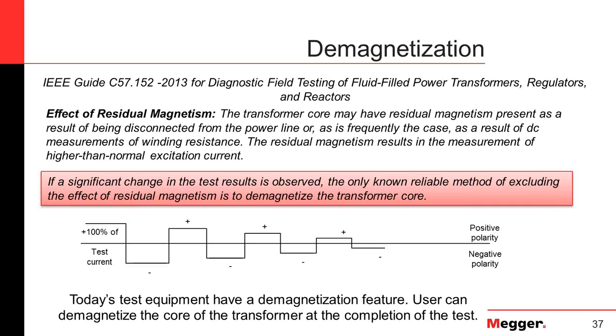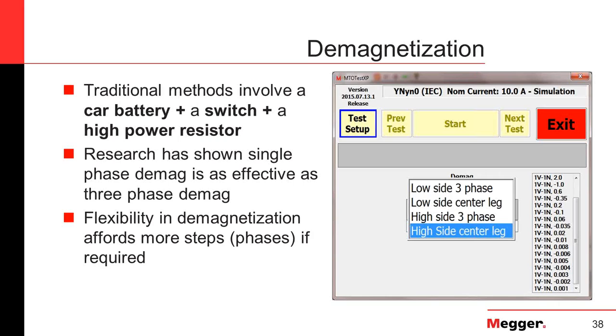And in doing so, we want to make sure that we have very good criteria for demagnetization. The old methods, the ones that I've seen at some utilities, in fact, some still use them, and I won't say who, are a car battery with a switch and a resistor. What we have found in our research, instead of doing 3-phase, which is how we started, is that performing a single phase, the center leg, the middle leg, which is, let's say, H2 to H0, is as effective as 3-phase.